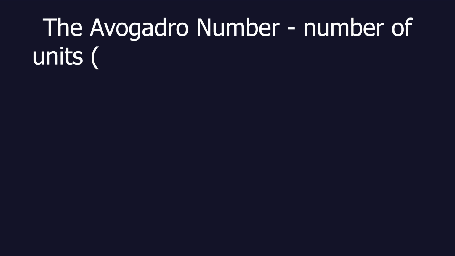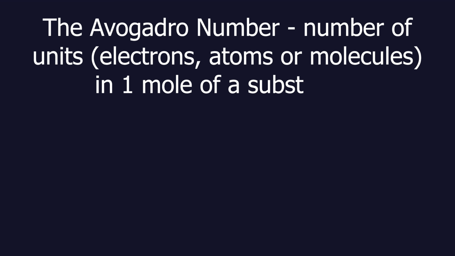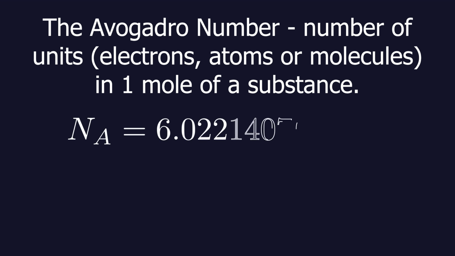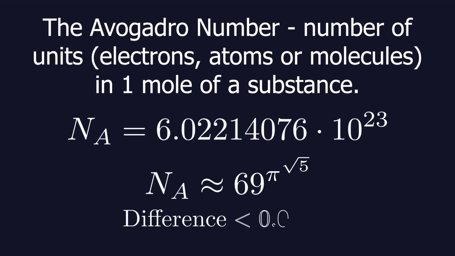Avogadro's number indicates the number of units, usually electrons, atoms or molecules, in 1 mole of a substance. This number is very big. It's equal to around 6.02 times 10 to the power of 23. It's almost equal to 69 to the power of pi to the power of square root of 5. They differ by less than 0.004%.